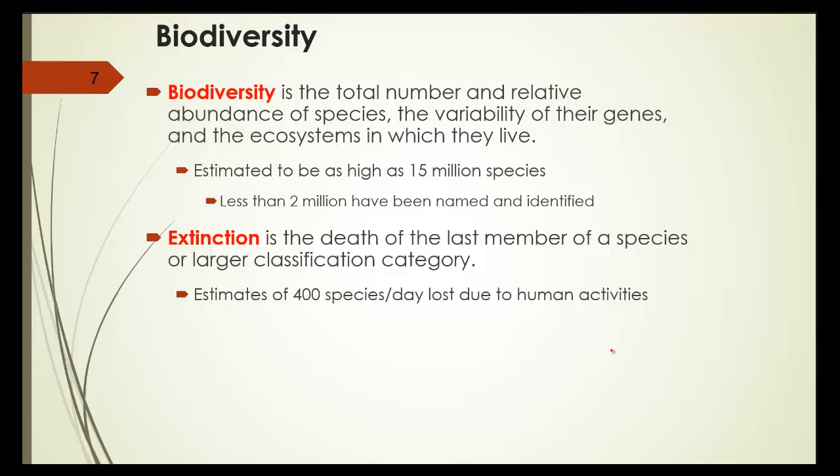Biodiversity is the total number and relative abundance of species, and the variety of their genes, in the ecosystems in which they live. It's estimated to be as high as 15 million species. However, less than 2 million have been named and identified. Extinction is the death of the last member of a species or of a larger classification category. It's estimated that 400 species a day are lost due to human activities.